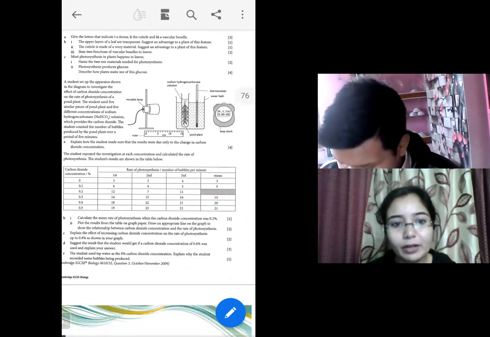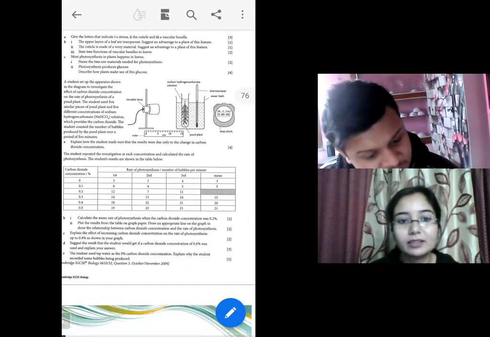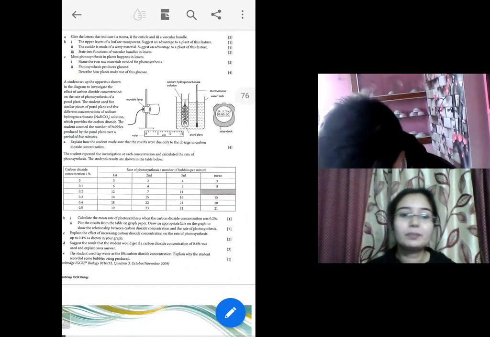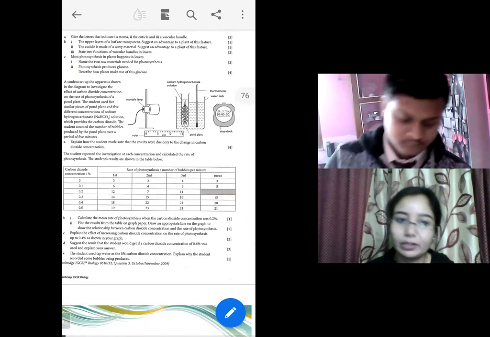The number of bubbles per minute. The number of the bubbles per minute. Okay, so they have counted it and then they have taken a mean value of that.